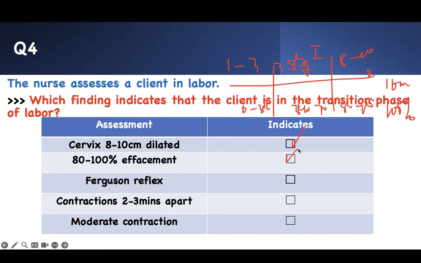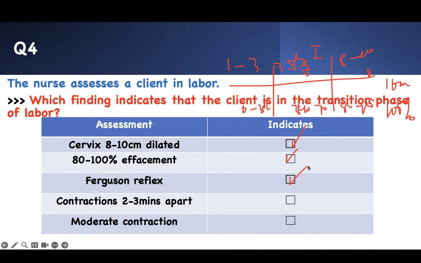It should be fine. Ferguson reflex, what is that? Ferguson reflex is the strong urge to push. How are you going to have a strong urge to push, except when the baby is all the way down and is pushing down in the pelvis, about to come out? And that is when you are in what stage? What do you think? Transition phase. You're almost about to come out. That is the transition phase, not the active phase. This is the transition phase, strong urge to push.